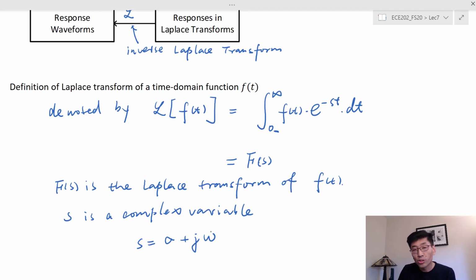Okay, so this is a short video clip introducing the concept of the Laplace transform and why we need it. And I will start another video clip to do the Laplace transform of the unit step function.